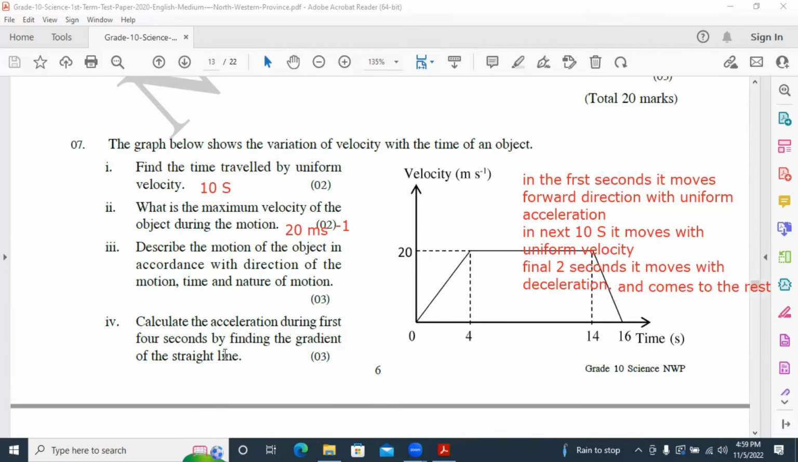Roman number 4. Calculate the acceleration during the first 4 seconds by finding the gradient of the straight line. Gradient can be taken by dividing the y-axis value by the x-axis value. So the answer is 20 divided by 4, 5 ms minus 2.